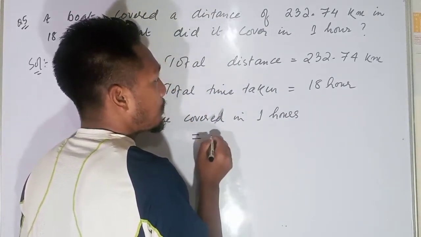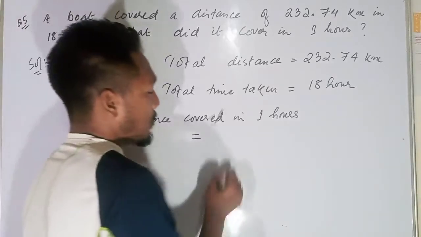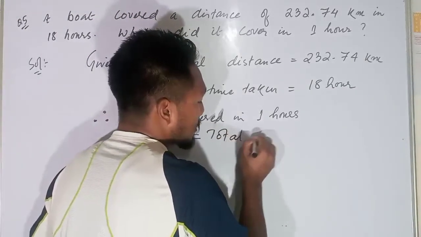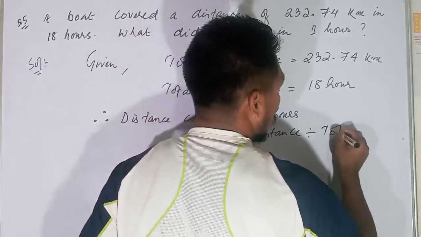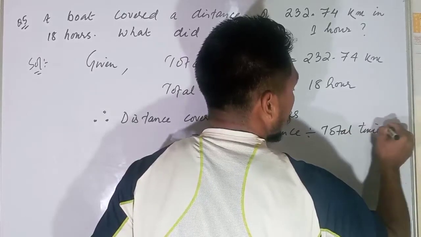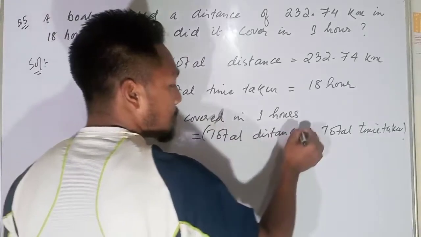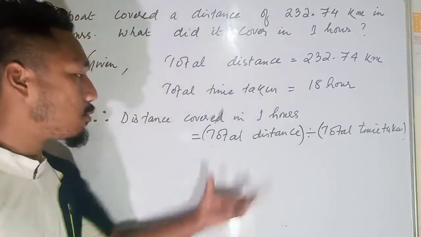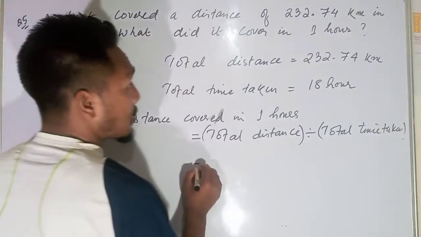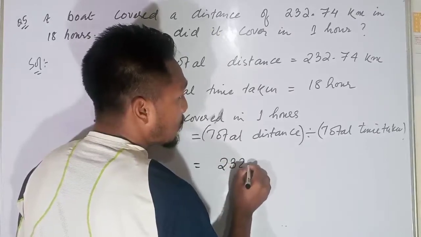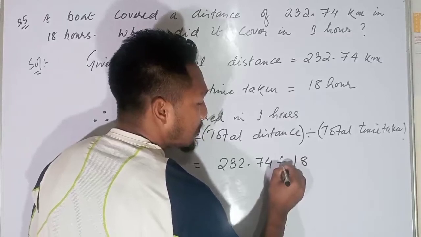Therefore, distance covered in 1 hour is equal to total distance divided by total time taken. Okay, so if I divide these two, what is it? 232.74 is divided by whom? By 18. Now divide it.